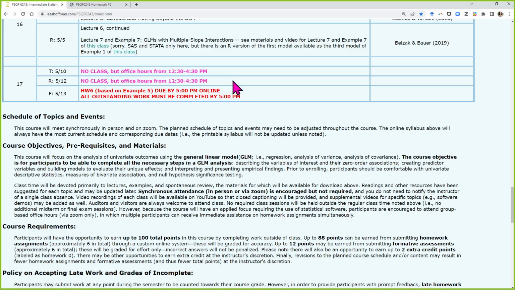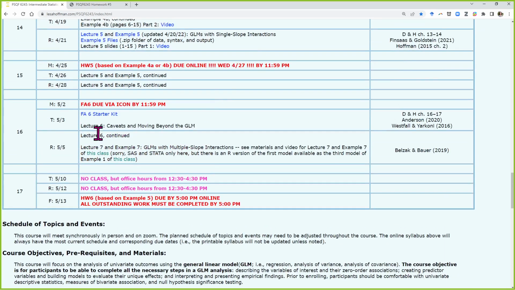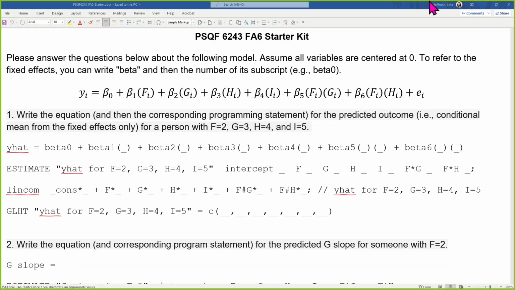To help you with it, though, note that I have posted the Formative Assessment 6 Starter Kit on the website, because I'm asking for equations and estimate statement type things in the formative assessment, and so I wanted to give you a framework for what that should look like. So let me pull that up real quick so I can show you. One second. Here we go.